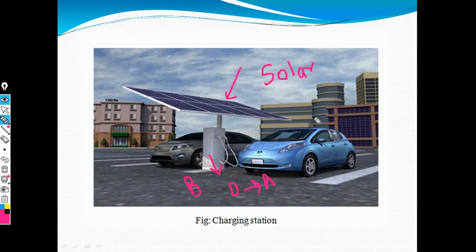Now this is the grid to vehicle system, and it is also called the vehicle to grid system. This is the exact charging station of the vehicle to grid system, also called the grid to vehicle system. With the help of renewable energy sources like the solar panel, it converts solar energy into electrical energy in the form of DC. Now this is the exact concept of the vehicle to grid system and grid to vehicle system.